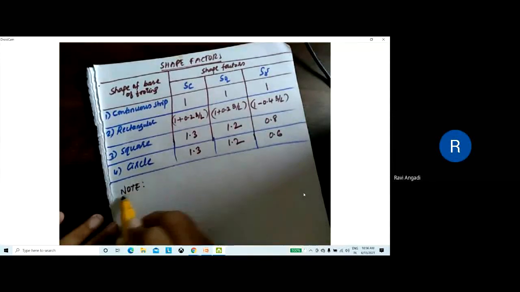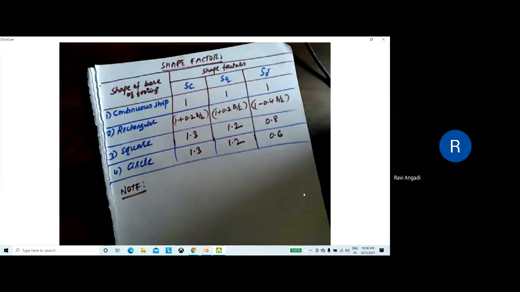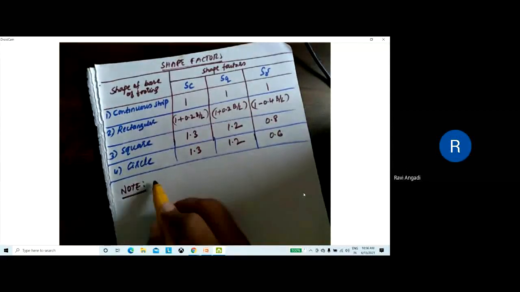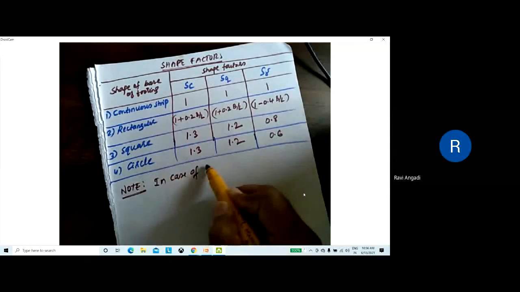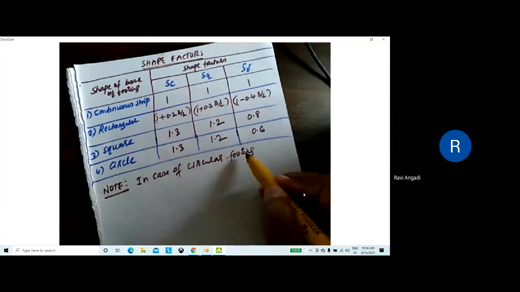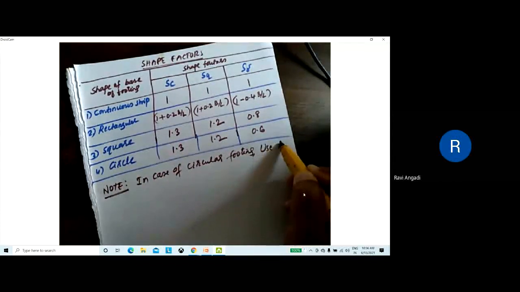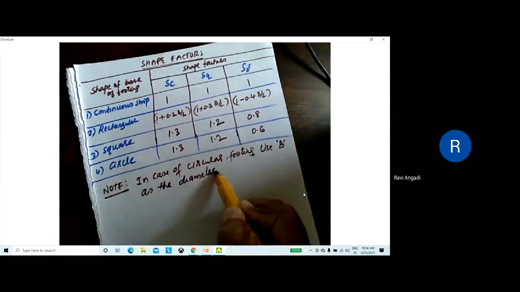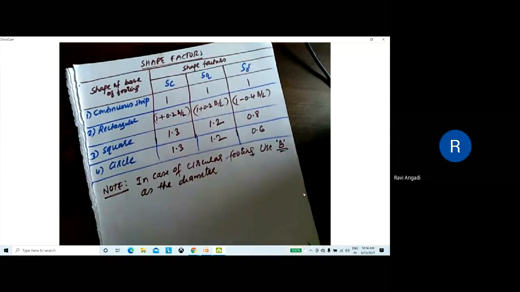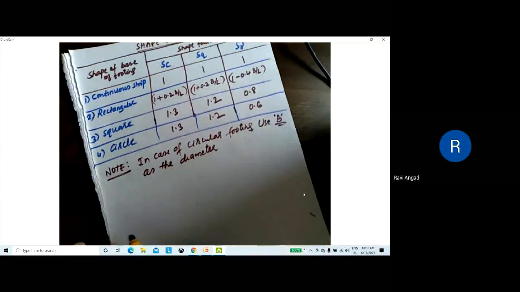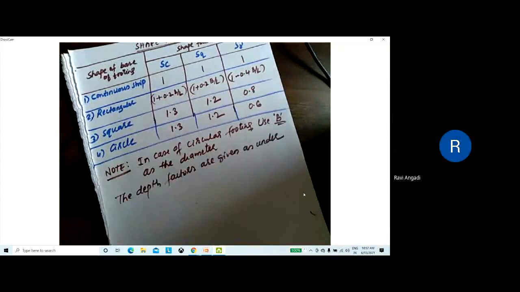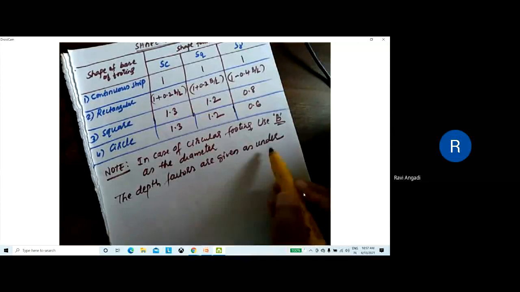One note. Because the footing, what we have taken as a width like this, in case of circular footing, use B as the diameter. Understood? Because if B is given for a circular footing, that B is to be used as the diameter only. Then next, the depth factors are given as under.